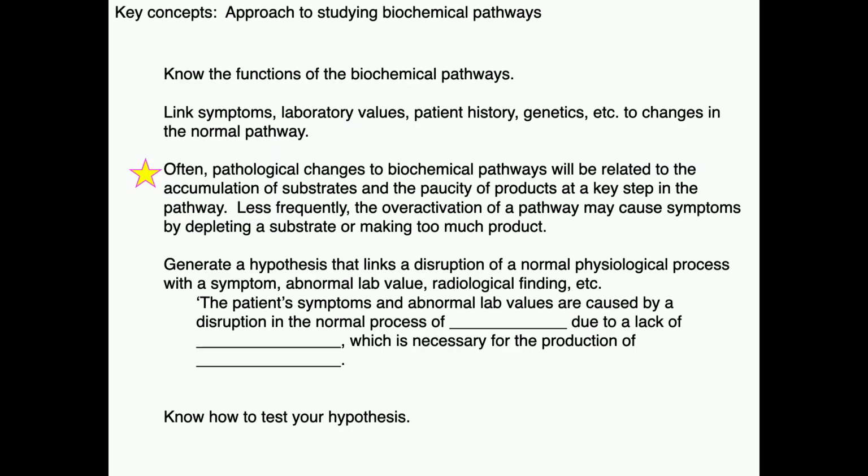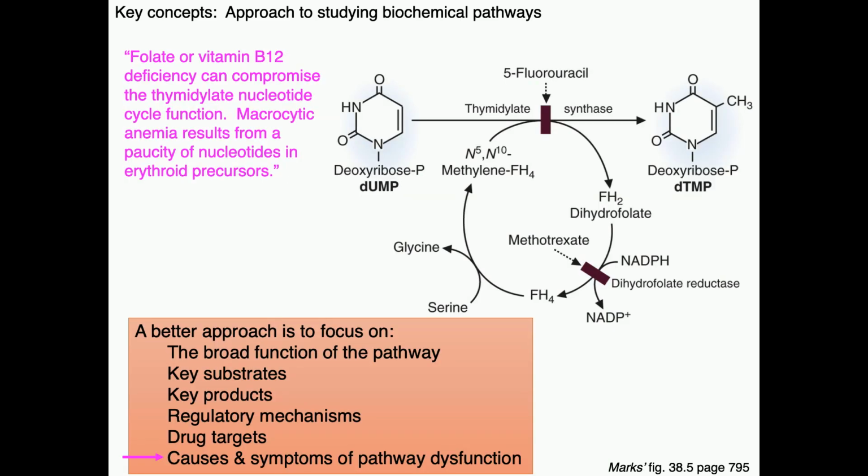Okay, final thing that I just want to note is this point, that if you have a problem with a biochemical pathway, the symptoms are generally going to result from either a lack of the product of that pathway or from an accumulation of an intermediate that is toxic. So for example, if we go back to our thymidine synthesis pathway, the pathology here is caused by a lack of the product of the pathway.